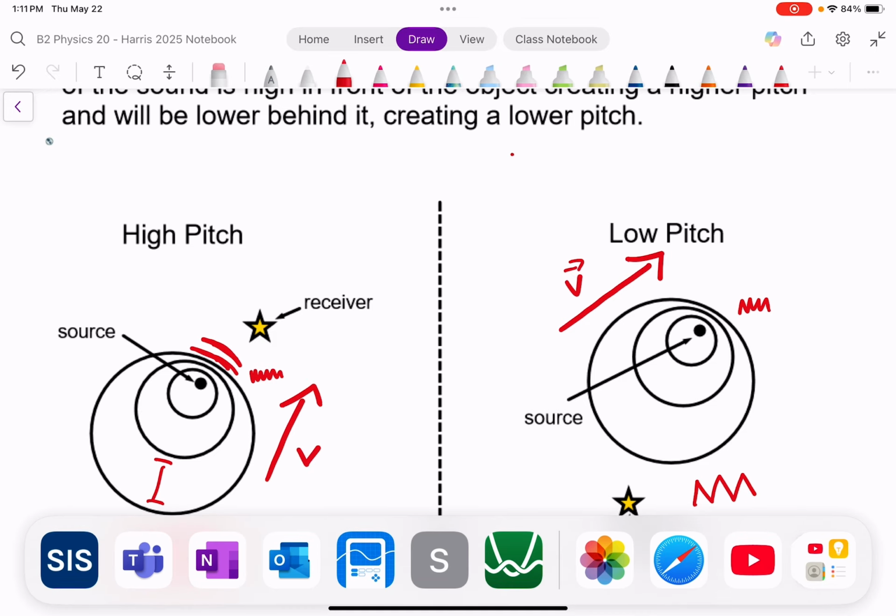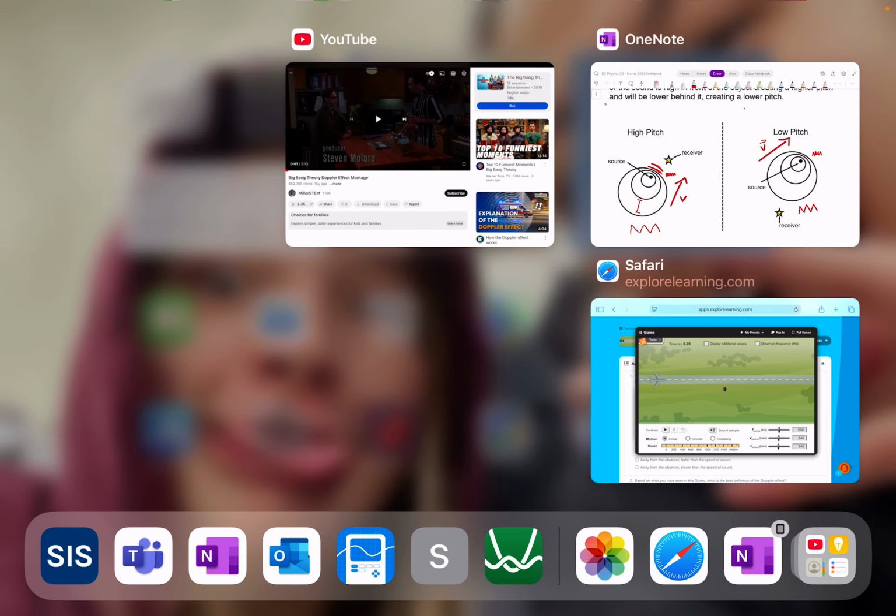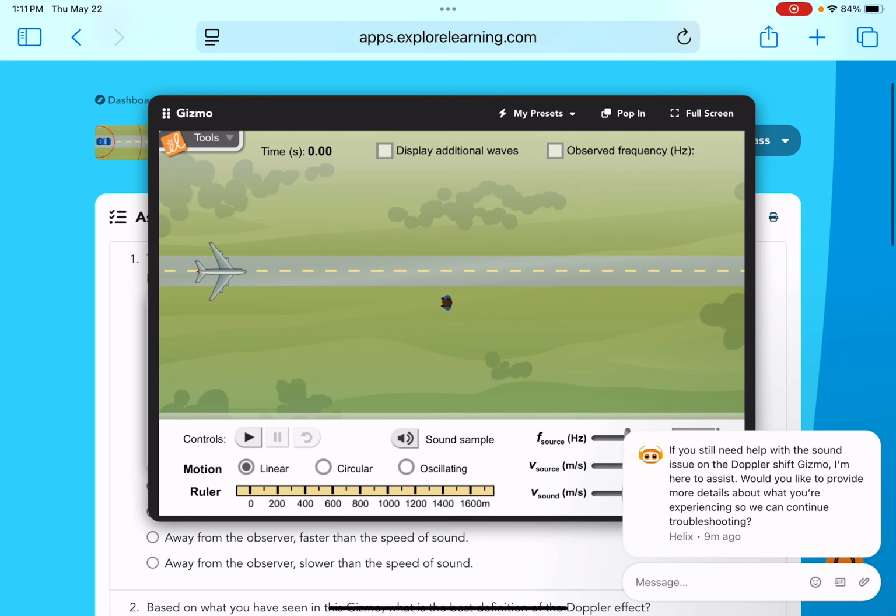I'm just going to show you, if I can switch this, let's go to this right here. We have a plane, and if I click play here, this plane's moving quite fast.